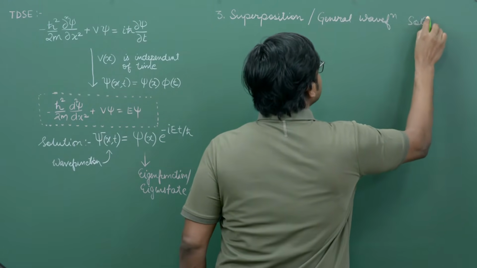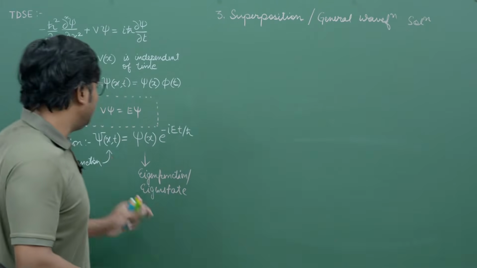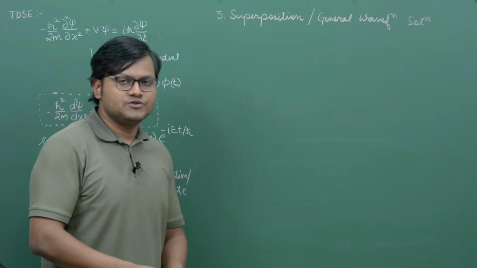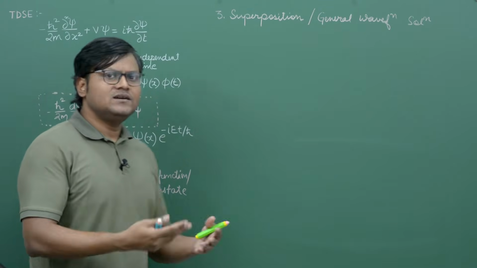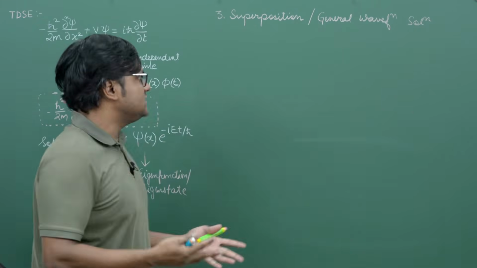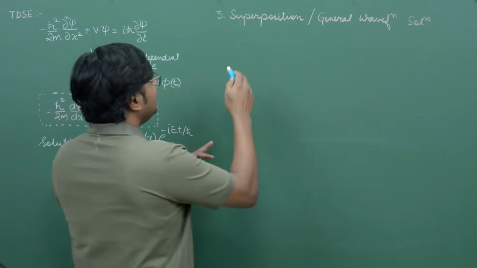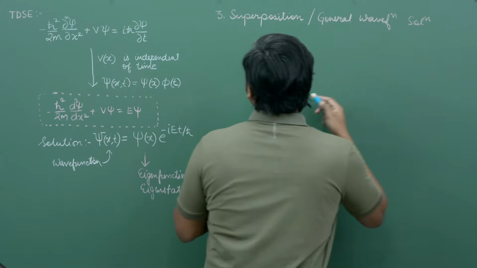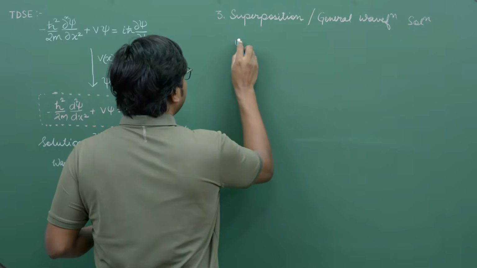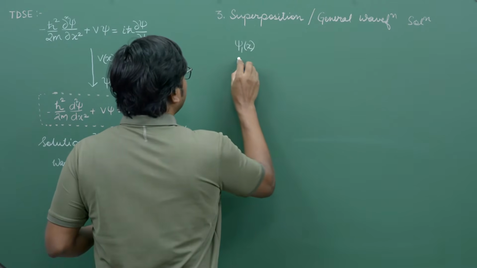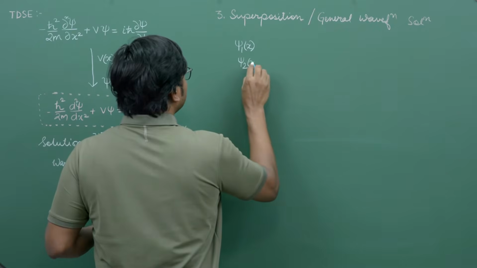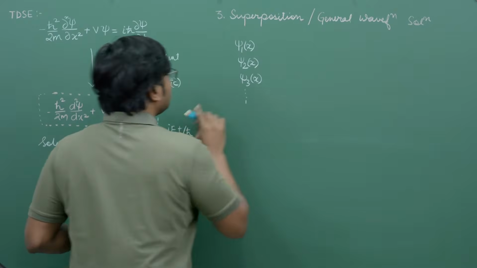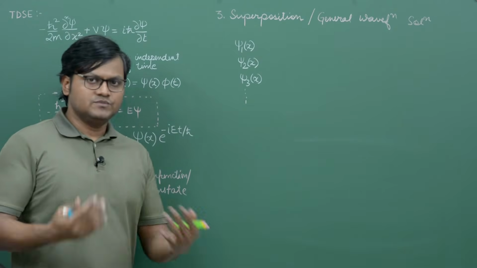Because as I just now showed you, for a given system, the Schrodinger equation may lead to a large number of distinct solutions, also known as eigenstate solutions. So what is the general solution for a given system? You see, if I solve for a particular problem, let's suppose I have one eigenstate solution, I have another eigenstate solution, I have another eigenstate solution, and on, right? I call it psi 1, psi 2, psi 3, psi 4, on and on.